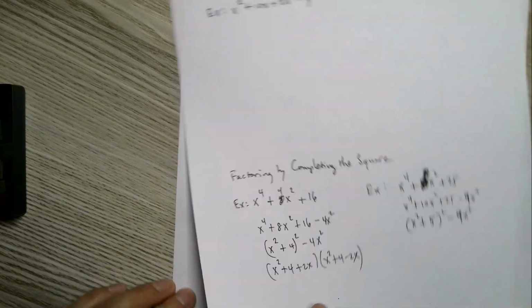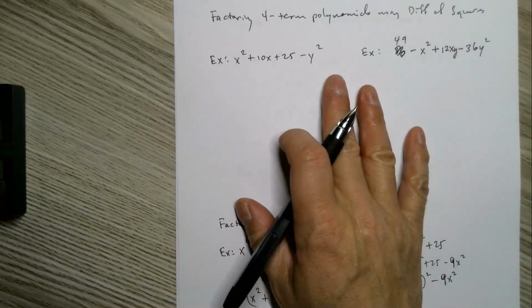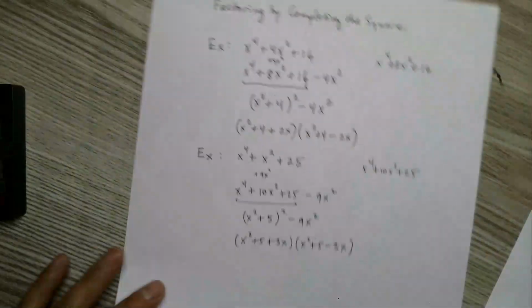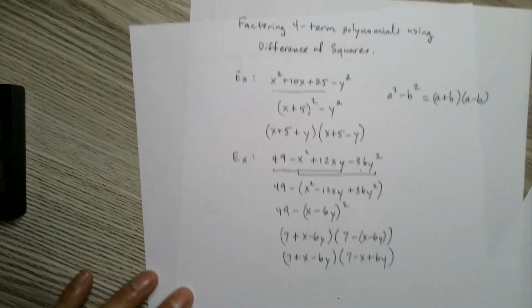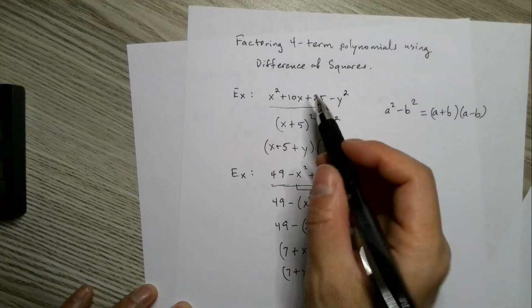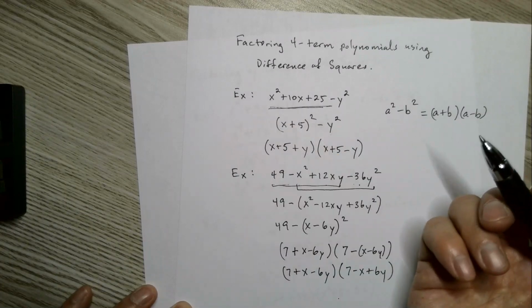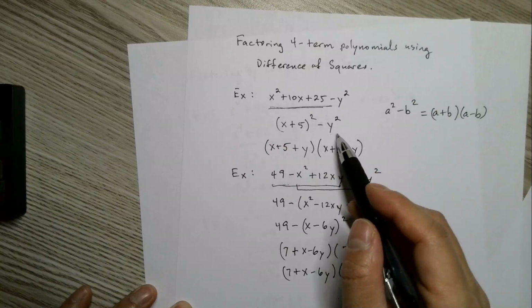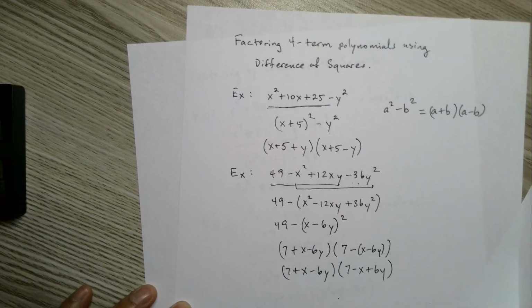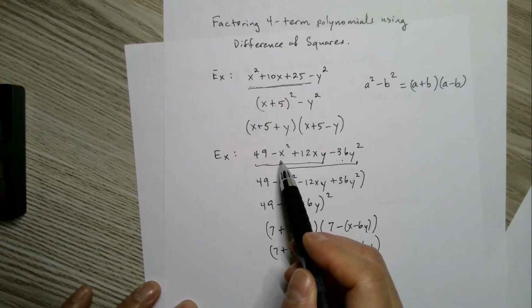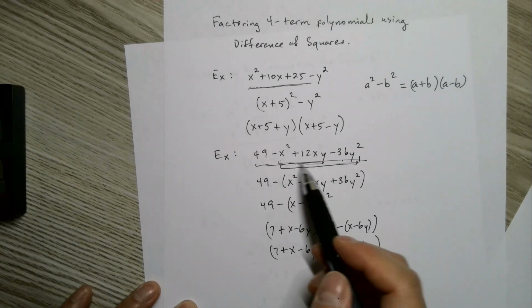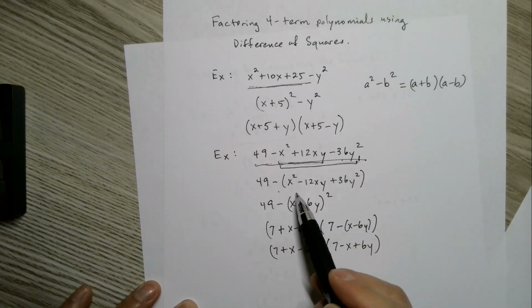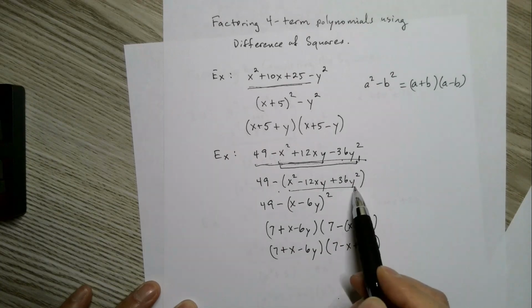Okay, so factoring four-term polynomials using difference of squares. Look for the three terms that make the perfect square trinomial, factor it, and then you'll have a difference of squares. And then in the second example, if it looks close to a difference of squares, maybe try factoring out a -1. Maybe you'll get lucky and the leftover is a perfect square trinomial.